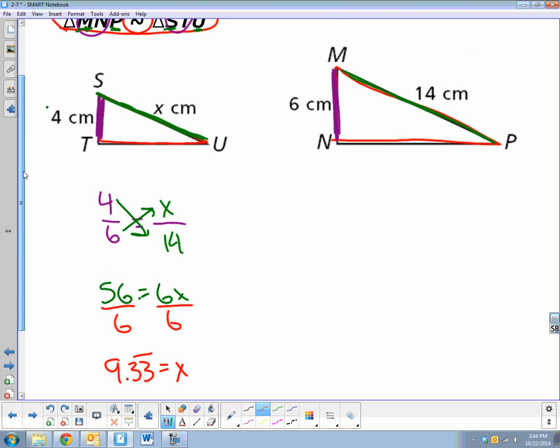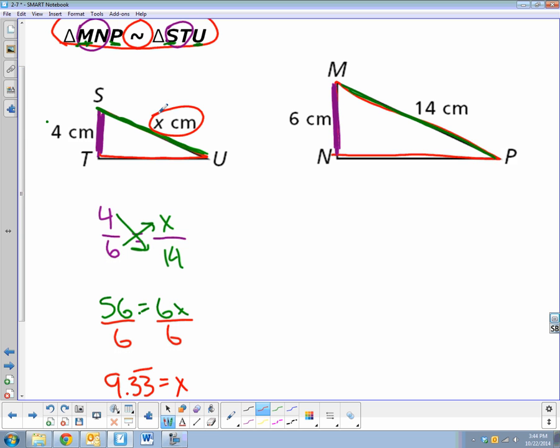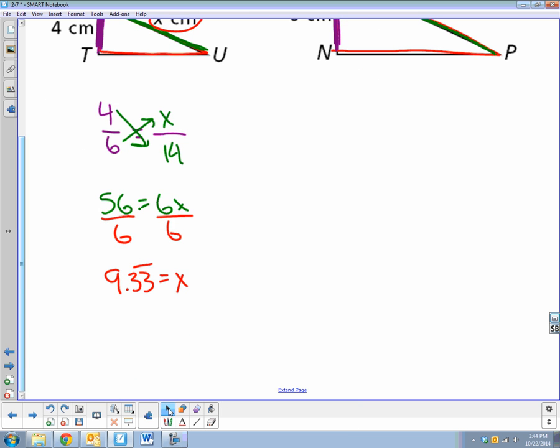Oh, and I should probably label, I apologize, x centimeters. And so I have 9.3 repeating centimeters.